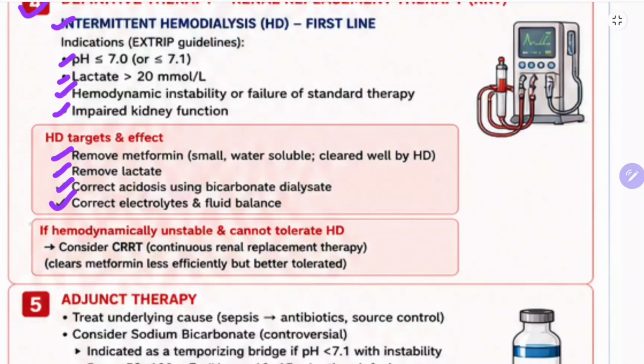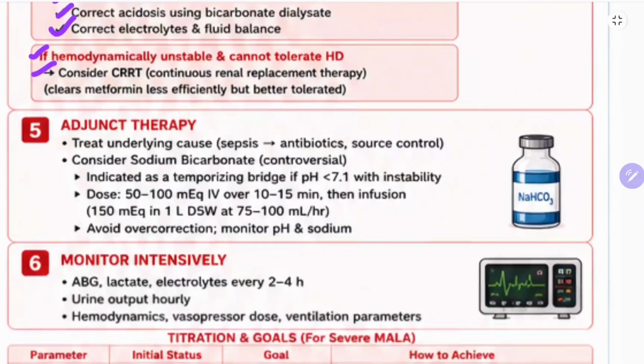If hemodynamically unstable and cannot tolerate hemodialysis, consider continuous renal replacement therapy, which clears metformin less efficiently but is better tolerated. Adjunct therapy: treat the underlying cause like sepsis, you give antibiotics, source control. Consider sodium bicarbonate, which is controversial but indicated as a temporizing bridge if pH is less than 7.1 with instability.